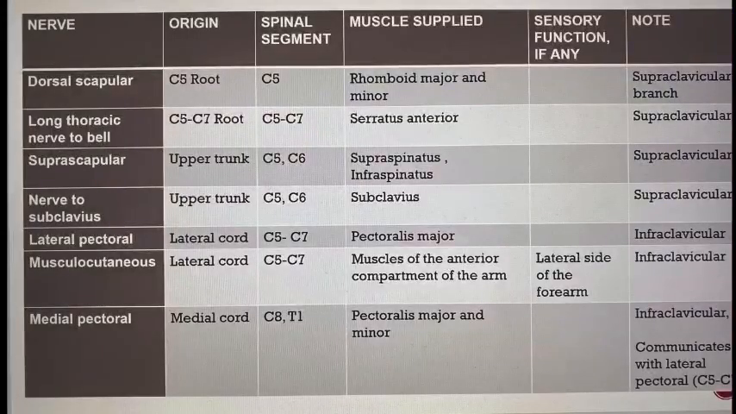Medial pectoral nerve. It arises from the medial cord, spinal segment C8 T1, an infraclavicular branch that receives a communicating branch from the lateral pectoral nerve and passes in between the axillary artery and vein and supplies the pectoralis major and minor muscles.